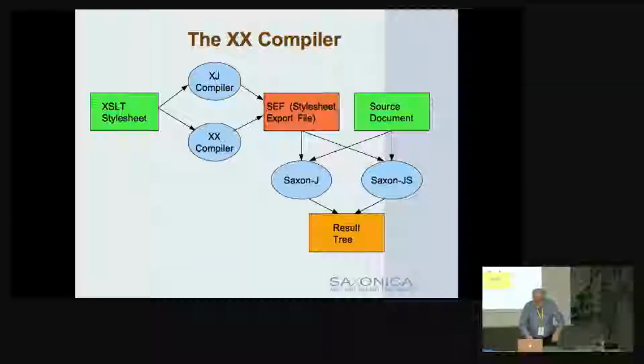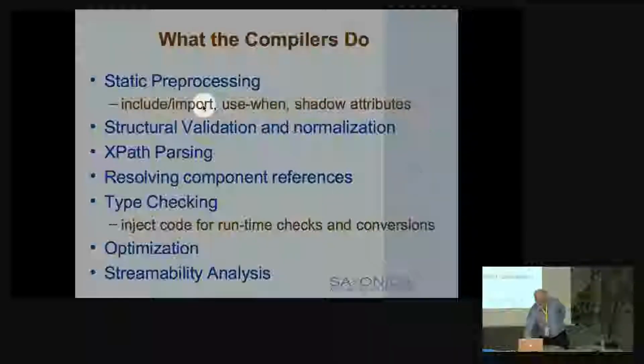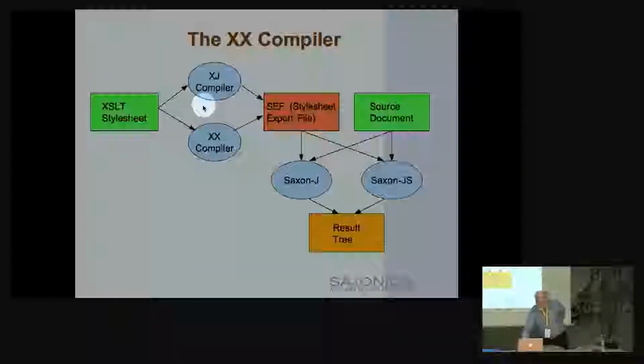So what does the compiler do? This is where it sits in the architecture. Call it the XX compiler for XSLT and XSLT. That's just an internal working name. Whereas the XJ compiler is the existing compiler that you all know and love, which is the XSLT compiler written in Java. So they're both functionally equivalent. They take an XSLT style sheet. They produce a style sheet export file, which is really just a serialization of the internal expression tree in either XML or JSON. And then you have a runtime.